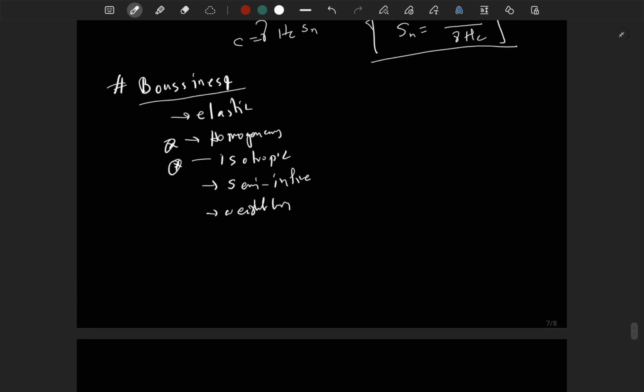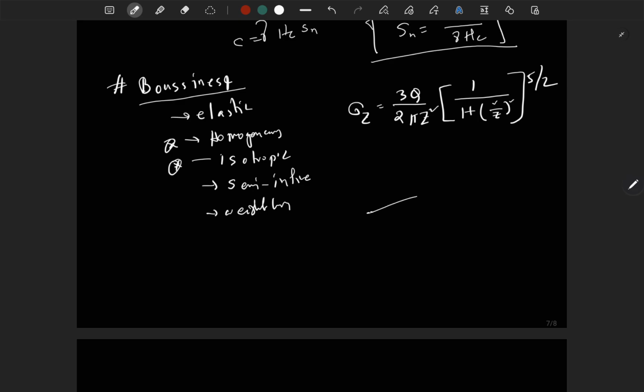Okay, the equation of Boussinesq, the vertical stress sigma z is equal to, this is one of the most important equations. Okay, 3Q by 2 pi z square. Let me write it down first, then after I will explain, because this is one of the most important questions. 1 by 1 plus r by z square, all to the power 5 by 2. Let's consider a plane.